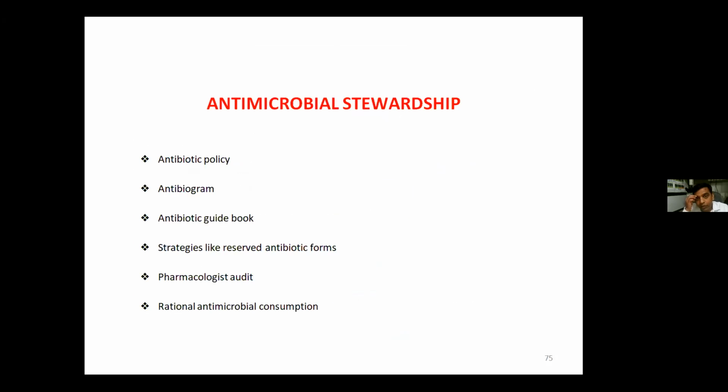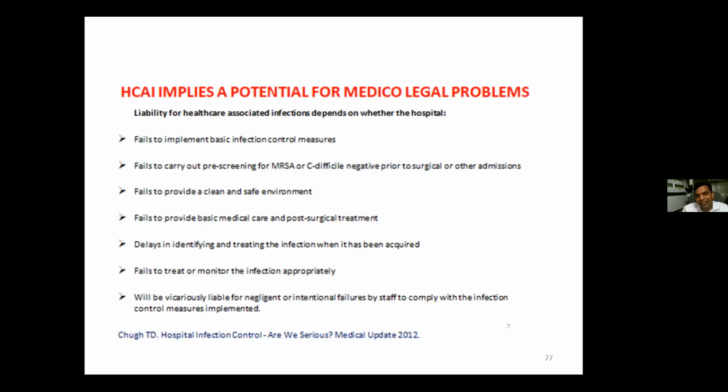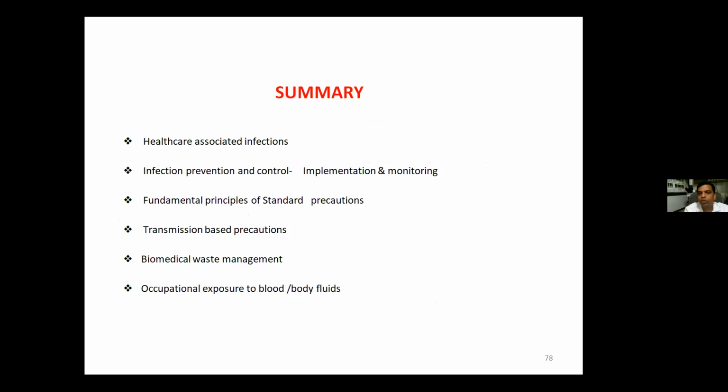So, I'll discuss this antibiogram and antibiotic policy. Then stewardship strategies such as restricting high alert antibiotics like colistin. Use it only rationally, audit should be done for the consumption of antimicrobials, and proper strategies should be followed to prevent antimicrobial resistance. Lastly, healthcare associated infection as per the Consumer Protection Act comes under medico-legal issues. So if you want to prevent or defend against such infections, measures should be taken stringently for prevention and control of such infections.